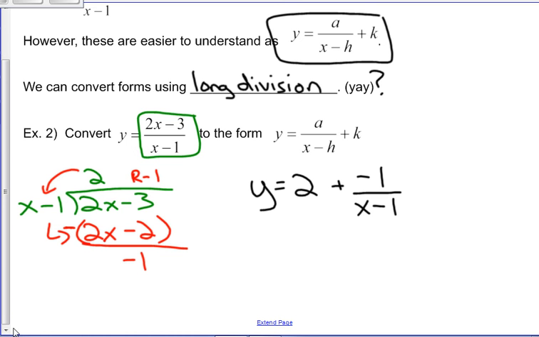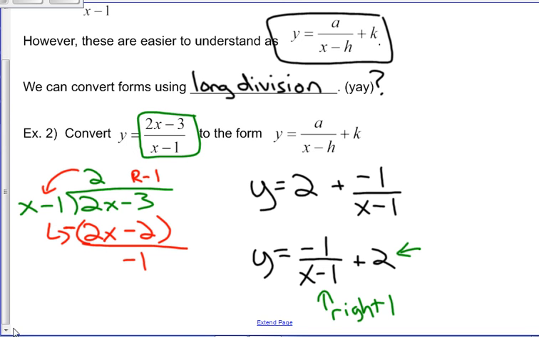Now that doesn't look exactly like what we want. But if I just switch the order, if I put the remainder part first, now we know what we're dealing with. We're dealing with a butterfly that has moved right 1, up 2, and has an x-axis reflection.